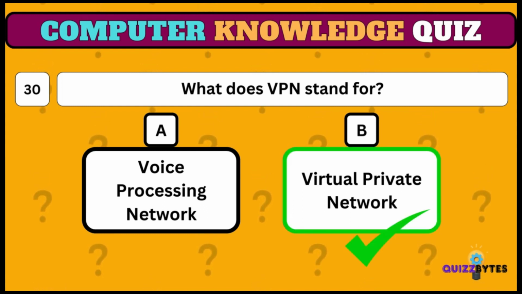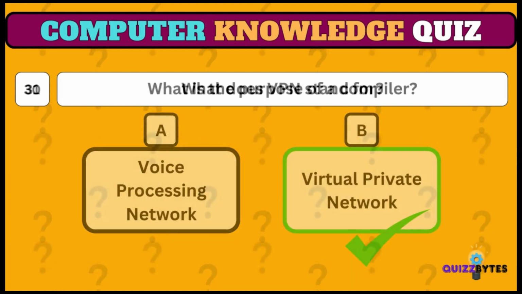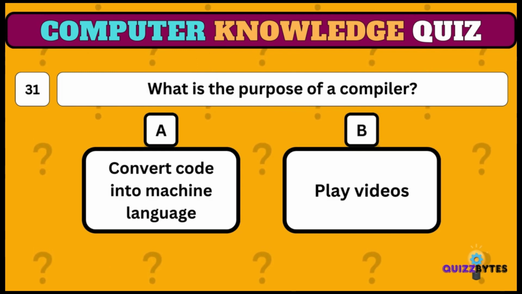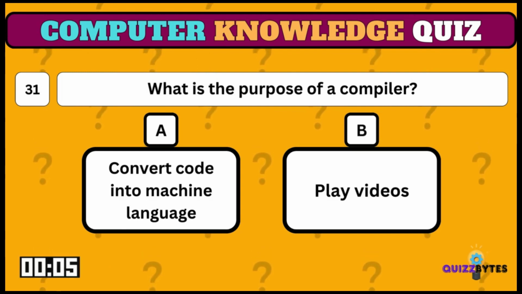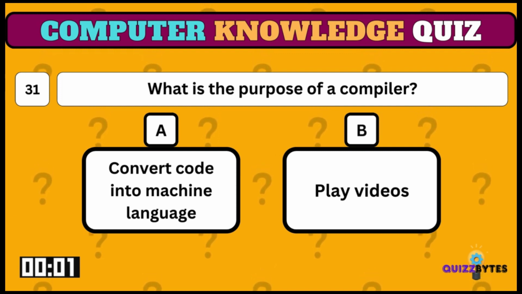Correct. VPN stands for Virtual Private Network, which is a secure connection that encrypts data transmitted between a user's device and a private network, ensuring privacy and security over public networks. Moving on to question 31. What is the purpose of a compiler? A. Convert code into machine language or B. Play videos?